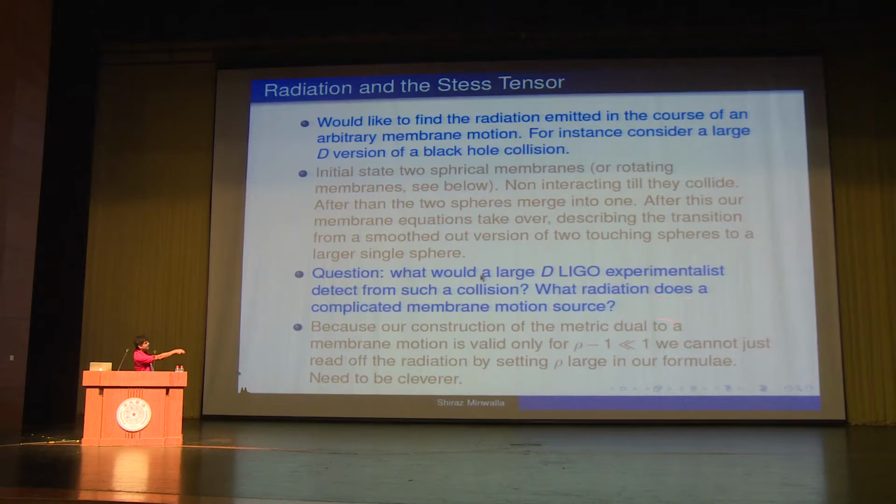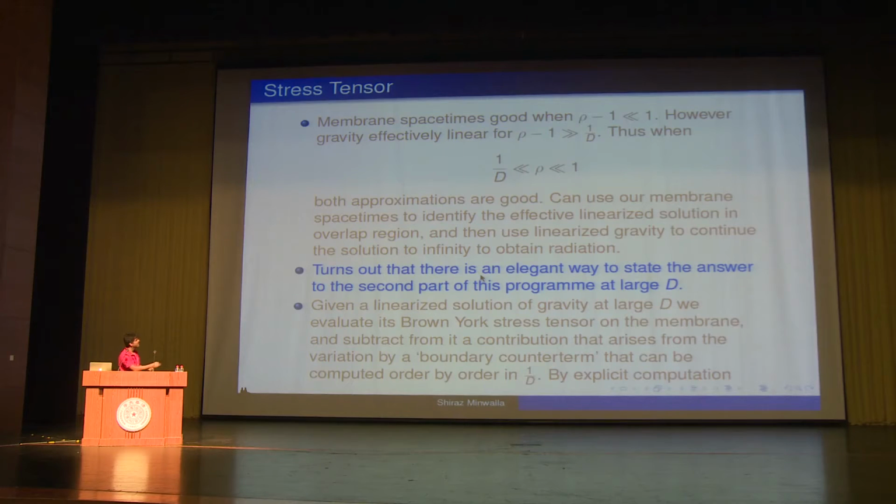But if you carefully examine our approximations, the construction of this membrane space-time was good in the neighborhood, in this membrane region, but it required rho minus 1 to be much, much less than 1. So we can't continue the solution to large R. But we can do something else. As we've seen, the solution decays almost to flat space when rho minus 1 is much, much larger than 1 by d. Our approximations for the metric we constructed were good when rho minus 1 was much, much less than 1. So there's this overlap regime in which both approximations are good. So we can work in this overlap regime, identify an effective linearized solution of gravity, and then continue that linearized solution to infinity to identify the radiation field.